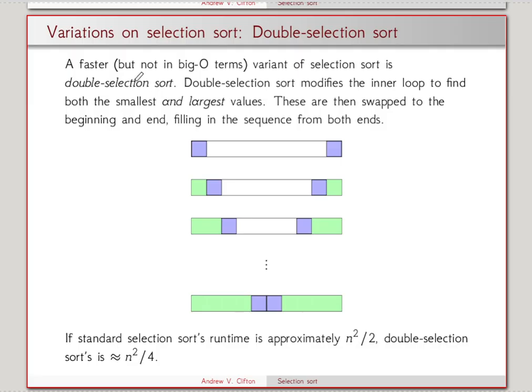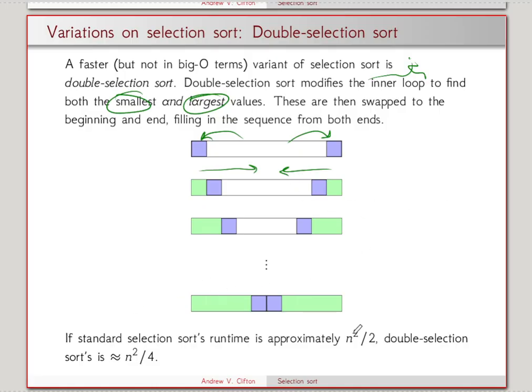A faster variation, faster in real-world terms but not in big O terms, is what's called a double selection sort. The idea is we're going to modify the inner loop, the j loop, so that it finds both the smallest and largest values at the same time. So we're saying, of the stuff that I have left to search, what's the smallest and the biggest thing? Then we swap the smallest thing to the beginning and the largest thing to the end. So we're filling in the sorted sequence from both directions.